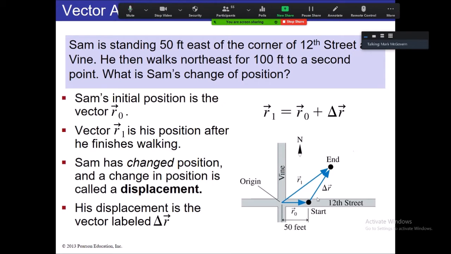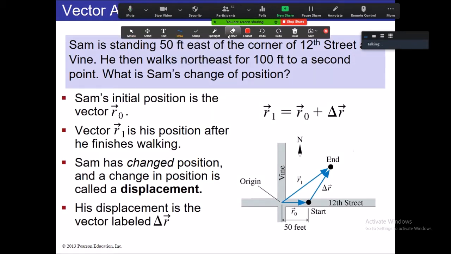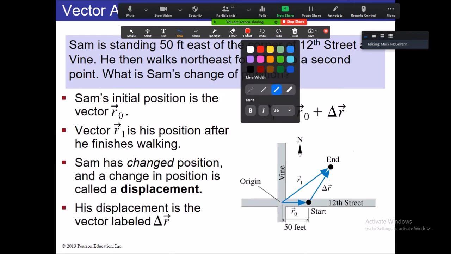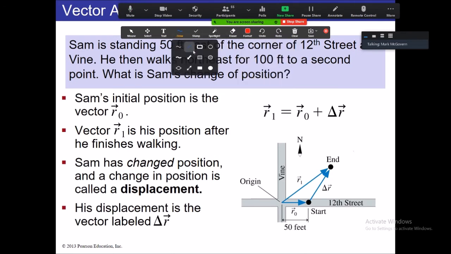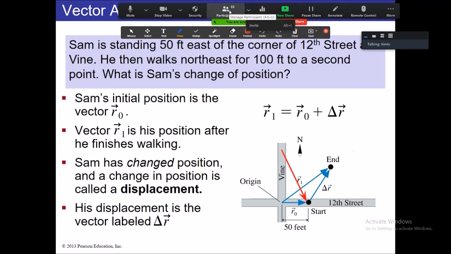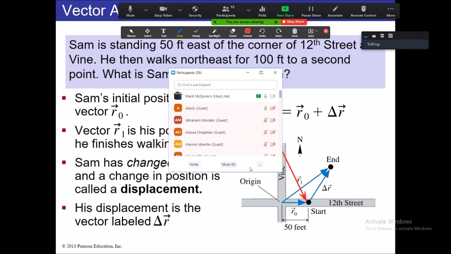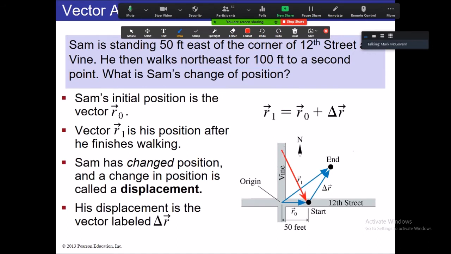Here's what's nice about delta R, though. It's not coordinate system dependent, right? Say, for example, I wanted to choose, watch, I'm going to annotate this here. Let's go with a thick red. Say the origin was up here on Vine, and I can draw a position vector to the start, and I can draw another position vector to the end.